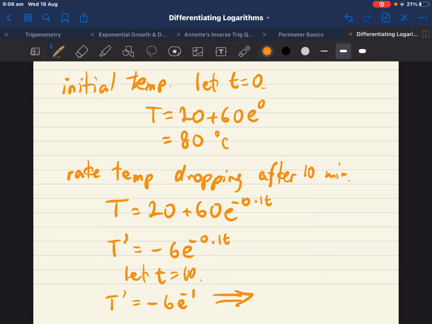If you wanted to rewrite it a little bit neater, if you really hate your negative indices, remember you can always bring that e down the bottom, minus 6 all over e. Notice how it's going to be a negative value, right? Which is kind of cool because the pie is cooling. So you want the rate to be negative. That means it's going down.